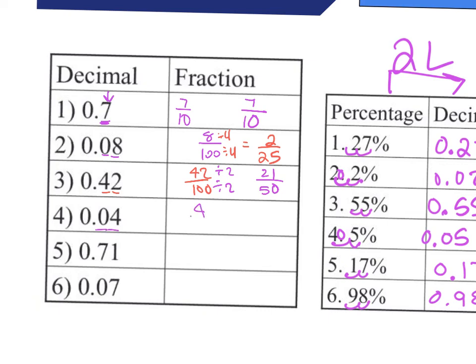2 place values, so it's 4/100. I could divide both by 4, and I get 1/25ths. 71/100ths, because there's 2 place values. 71 is prime. And then 7/100ths, because it's 2 zeros.